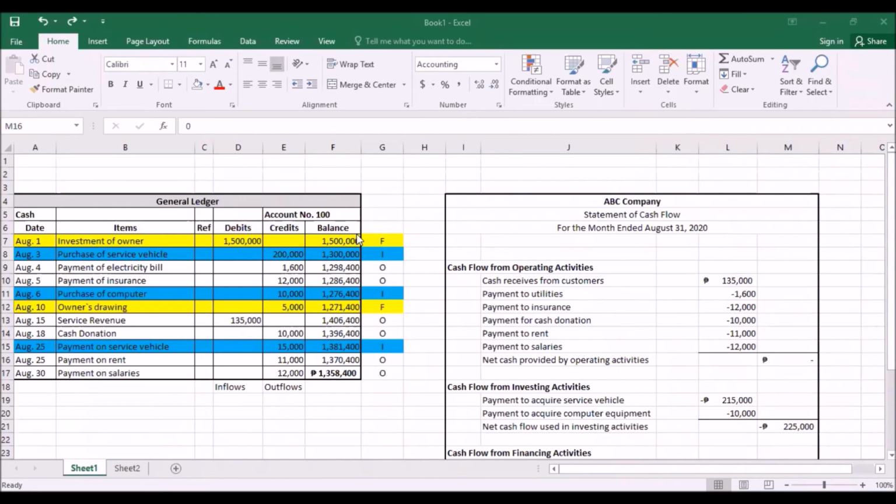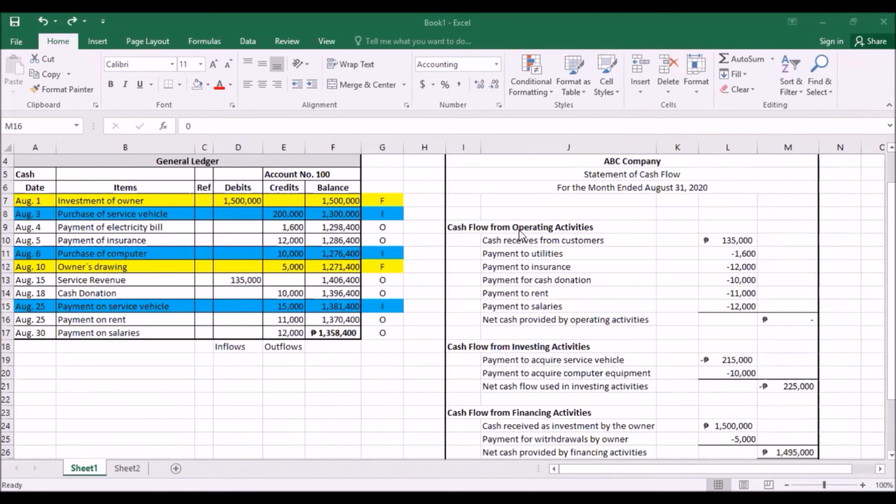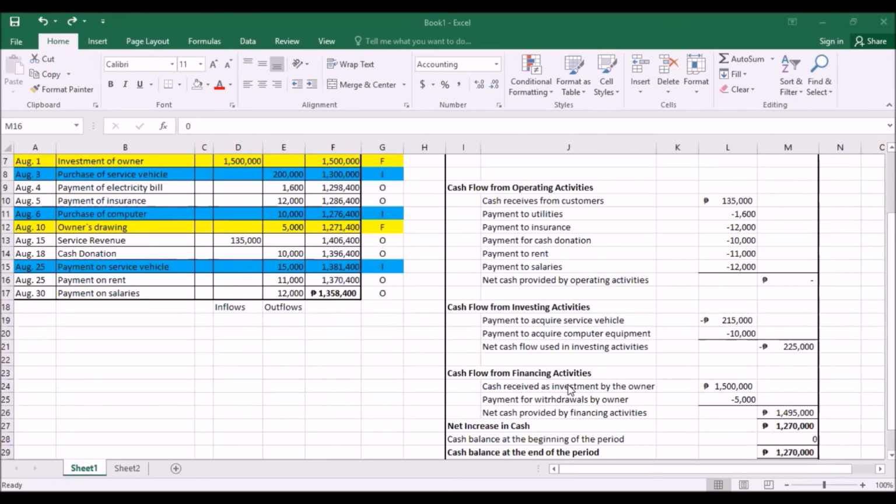Okay, so let's start analyzing a statement of cash flow. So first, we should put the company's name here, which is ABC Company, on the first line. And the second line, kung anong financial statement. So this time around, ito po ay statement of cash flow. And then the third line, ang example po dito ay for the month ended August 31, 2020. And then as you can see here po, nakahiwalay na po lahat ng operating activities, investing activities, and financing activities.